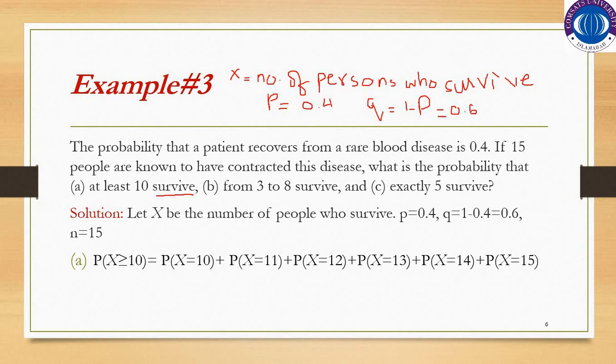Now, what is the second property, or you can say assumption? The experiment is repeated a fixed number of times. So here we are considering the 15 people. So we will go through the 15 people to check whether they survived from the disease or not. So we have n is equal to, or number of trials is equal to 15.